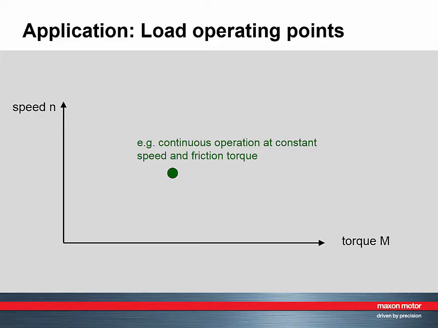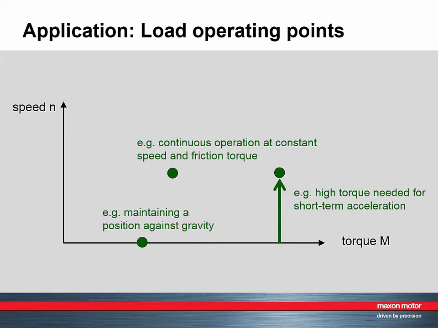In our standard diagram with motor speed as a function of torque, this can be represented as points of operation. For example, a constant operation at a given torque and speed, or maintaining a position against some external force at zero speed, or speeding up a mass inertia. Usually, that's where the highest torque occurs. The use of a gearhead is advisable if the speed is low, typically well below 1000 RPM, and the torque is relatively high.